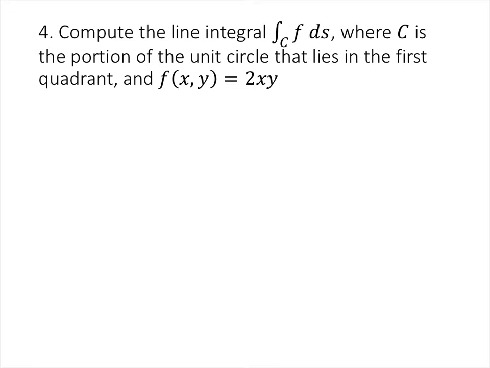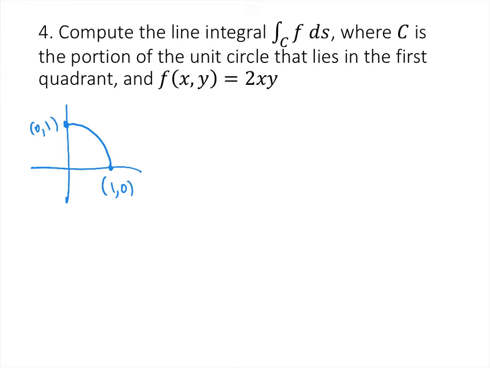Another line integral here. Again, we're not given a parameterization, but we're told that we want the portion of the unit circle that lies in the first quadrant. So in this case, that's the curve that looks like this. Goes through the point (1, 0) and the point (0, 1).